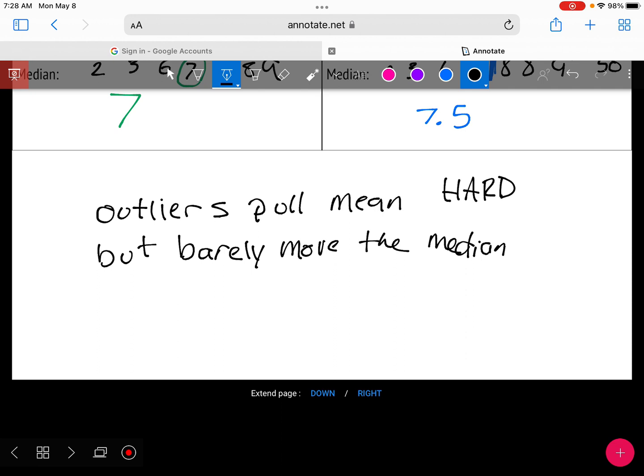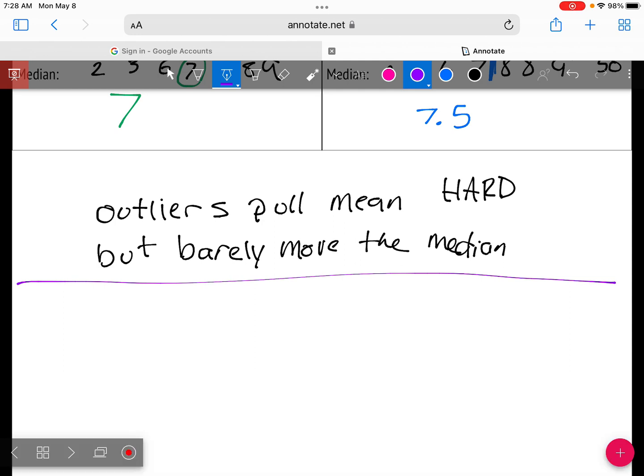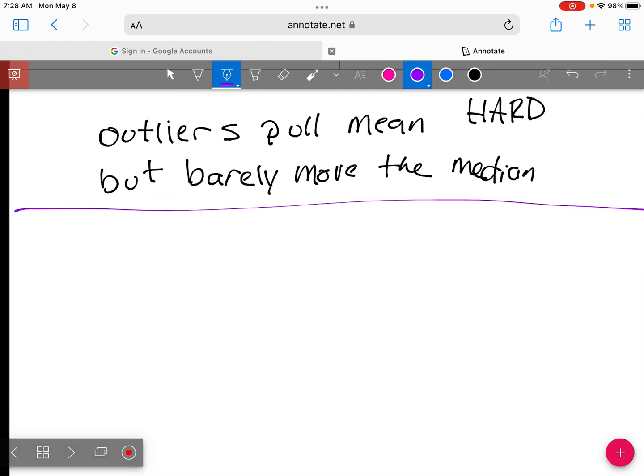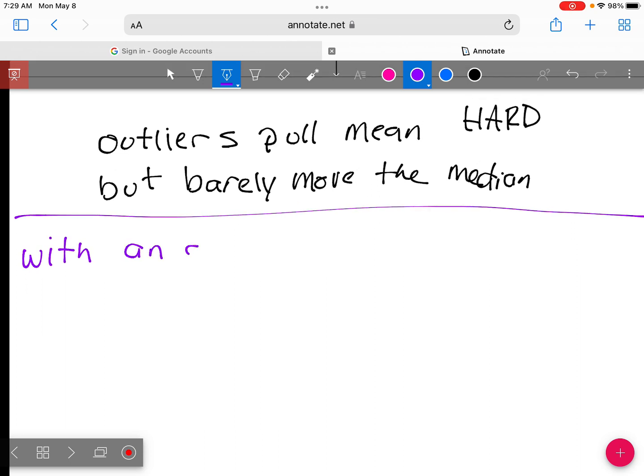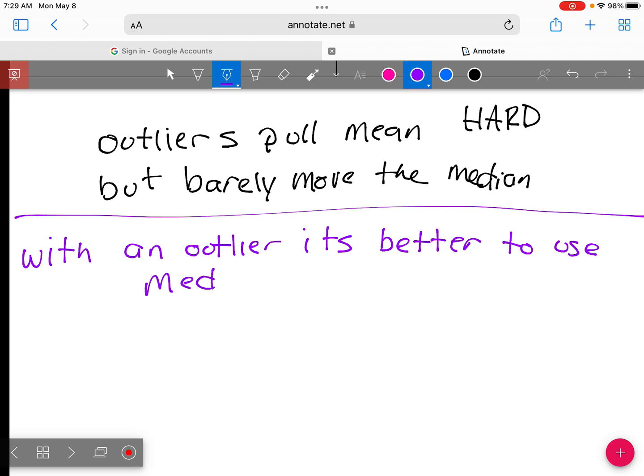So because of that, this would be the last question on this page, which I didn't write on here. How do we find the best measure of center when we have or don't have an outlier? With an outlier, so when Shaq comes to visit, when there's one piece that's way outside the norm, it's better to use our median.